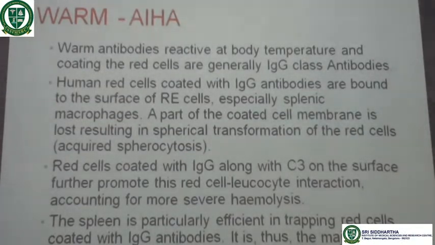These red cells coated with IgG along with C3 complement on the surface further promote the red cell leukocyte interaction and lead to severe hemolysis. The spleen is particularly efficient in trapping red cells with IgG antibodies. So the major site for warm autoimmune hemolytic anemia is the spleen, where red cell destruction happens.